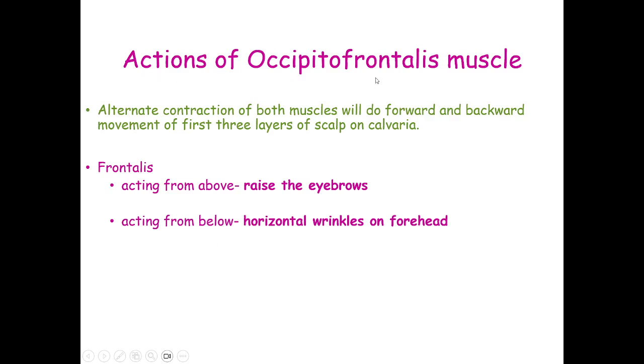Now, what is the action of this occipitofrontalis? Alternate contraction of both muscles will do forward and backward movement of the first three layers of the scalp on the calvaria. Now, what is the action of frontalis? Acting from above, it can raise the eyebrows. Acting from below, it can produce horizontal wrinkles on the forehead.